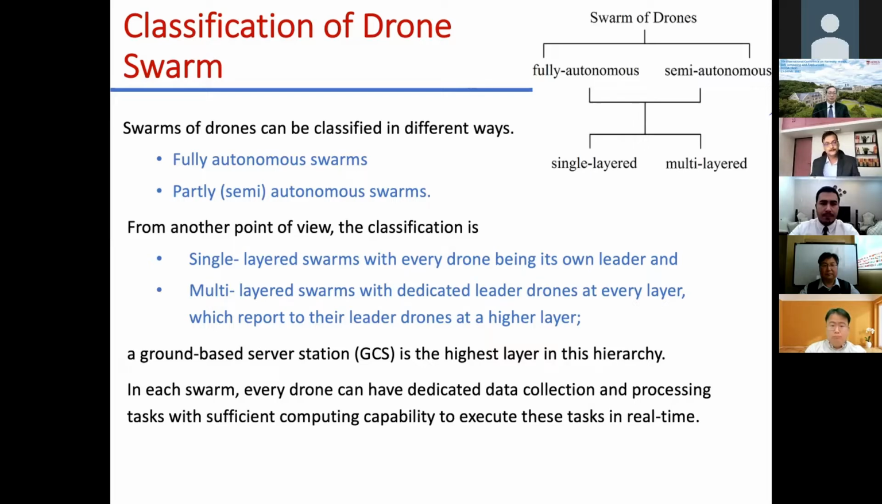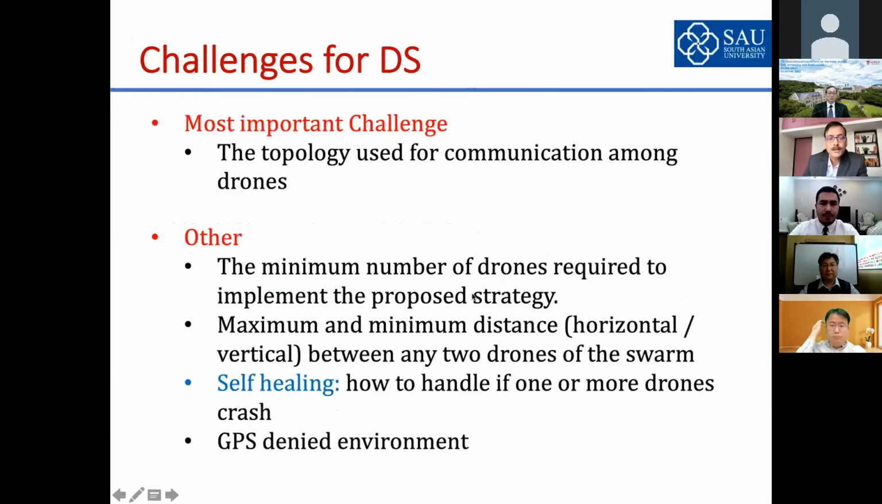So what are the most important challenges in this case? From the algorithm development point of view, let me tell you, I'm not talking about the hardware point of view. Of course, I'm not a hardware person, so those hardware challenges are aside. From the algorithm development point of view, I'm sharing the challenges. The one most important challenge that I feel is the topology used for communication among drones.